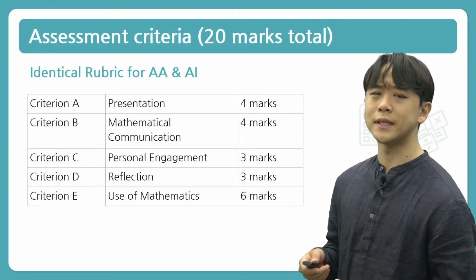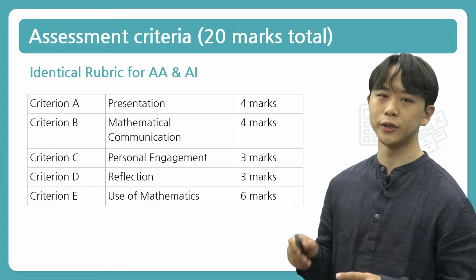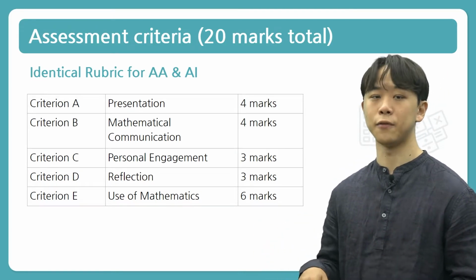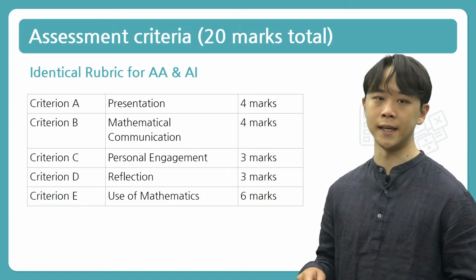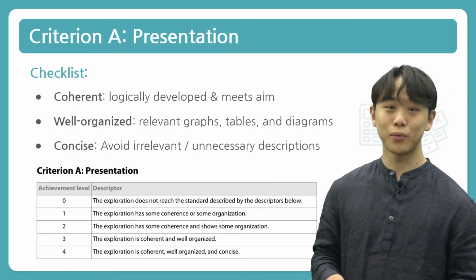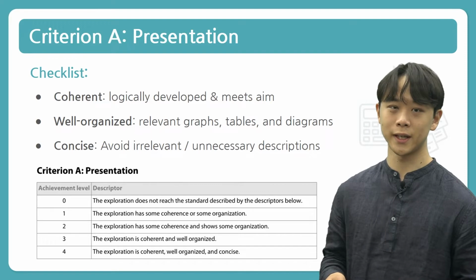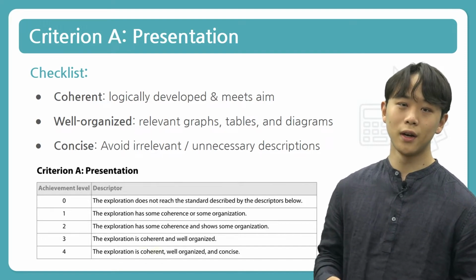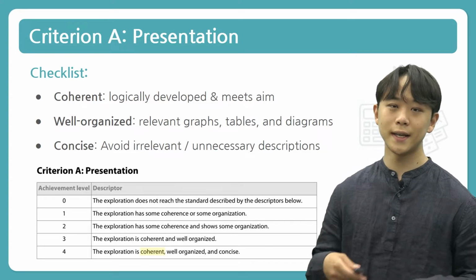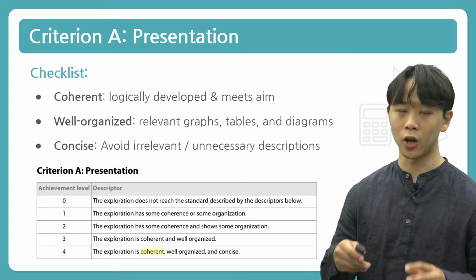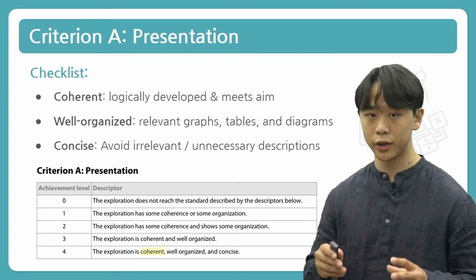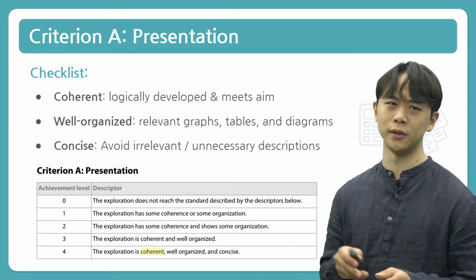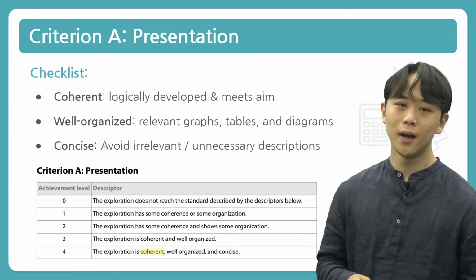Let's take a deeper dive into the assessment criteria. There's a total of 20 marks spread across 5 criteria, A, B, C, D, and E. Criterion A, presentation, is worth 4 marks. Let's look at the 3 keywords mentioned in the grade descriptors. First, it's coherence. Is the IA coherent? Is it logically developed with a clear structure? And is it meeting the aim without straying too far into other tangents?